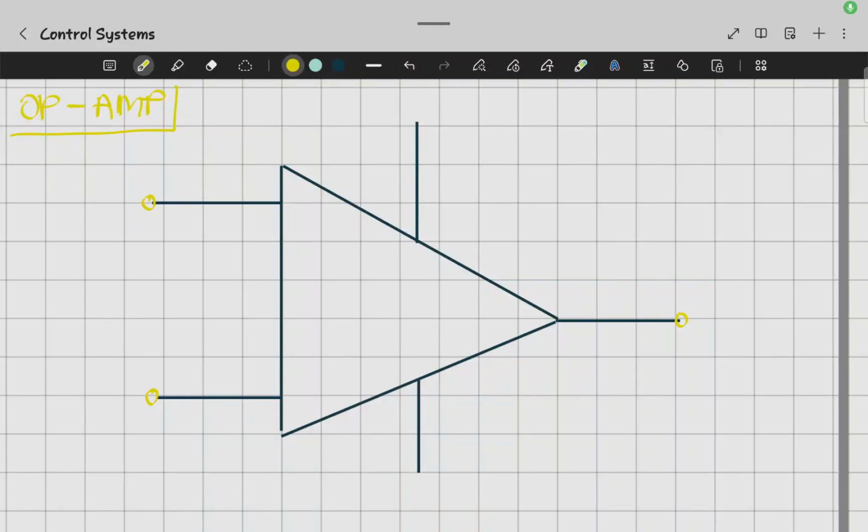Let's see what is an op amp. Okay, and this is how we represent an op amp. And op amp meaning, the meaning is operational amplify.